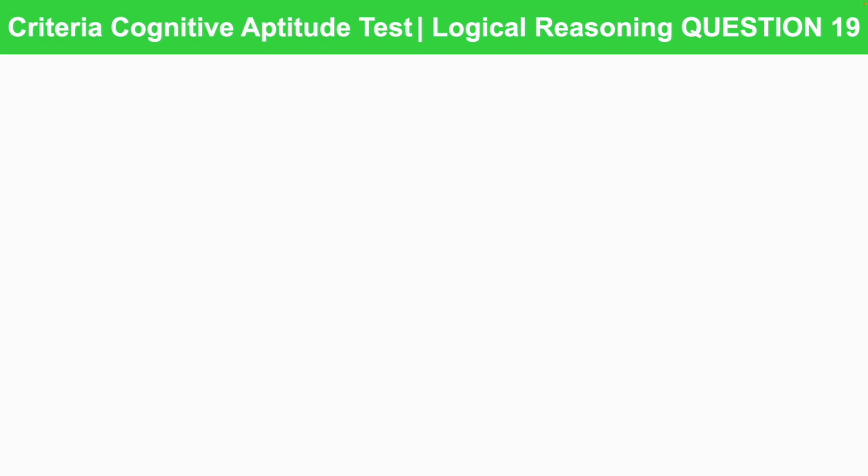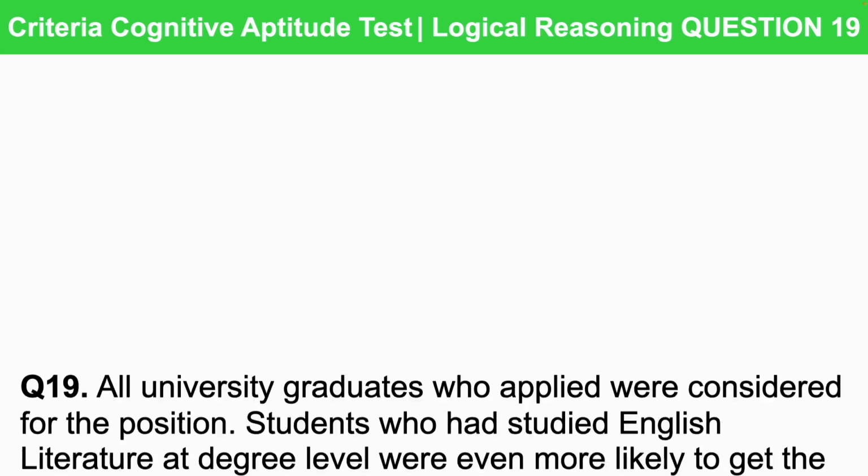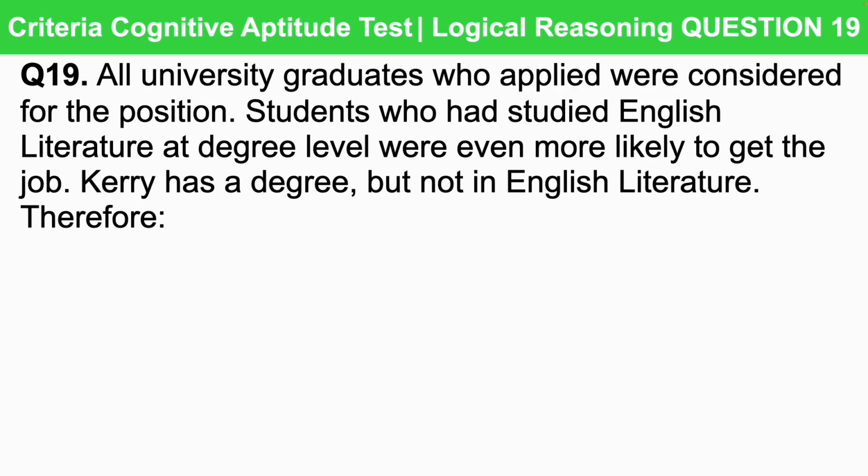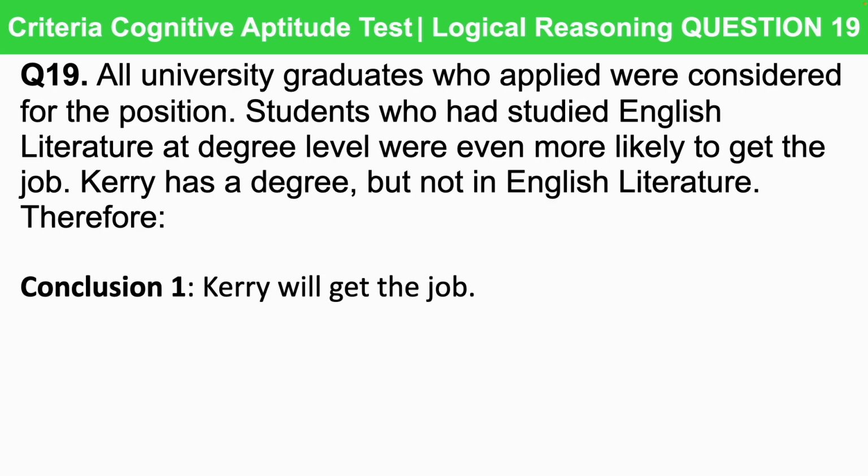Great, let's now move on to CCAT logical reasoning style questions. The first logical reasoning question is this. All university graduates who applied were considered for the position. Students who had studied English literature at degree level were even more likely to get the job. Kerry has a degree, but not in English literature. Therefore, conclusion 1, Kerry will get the job.